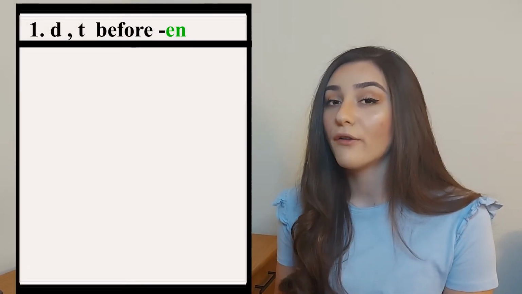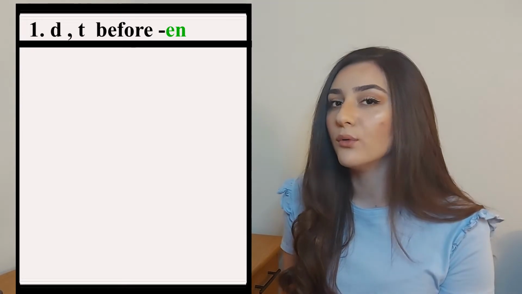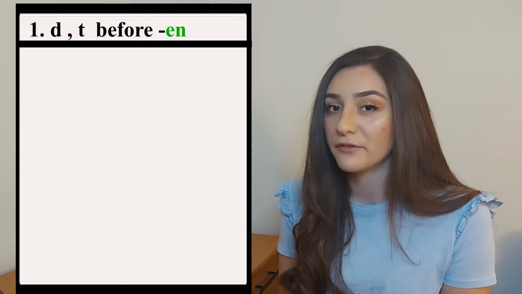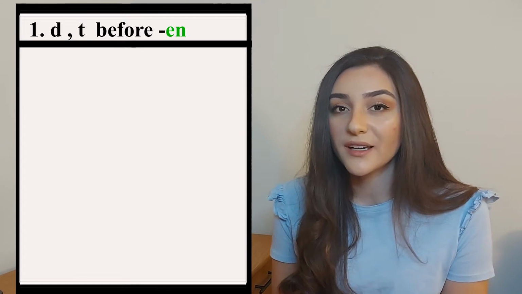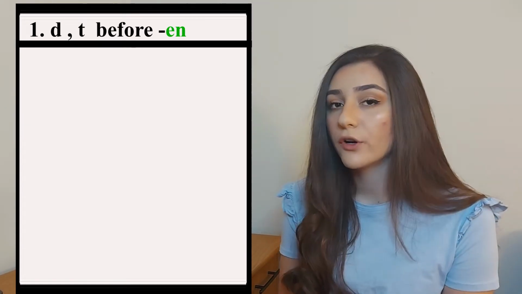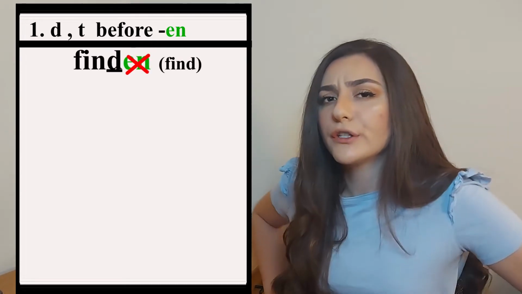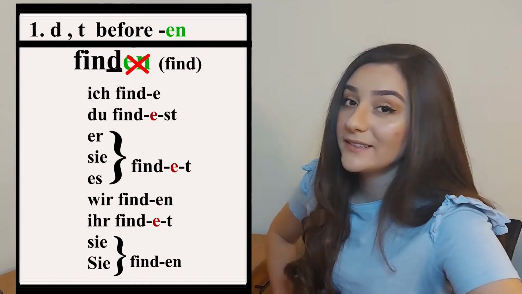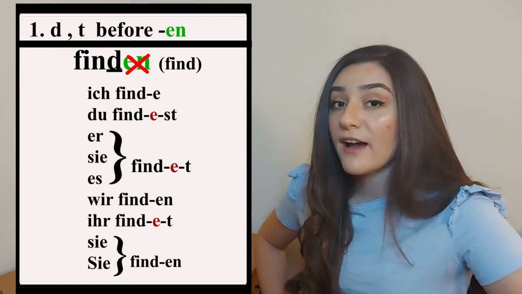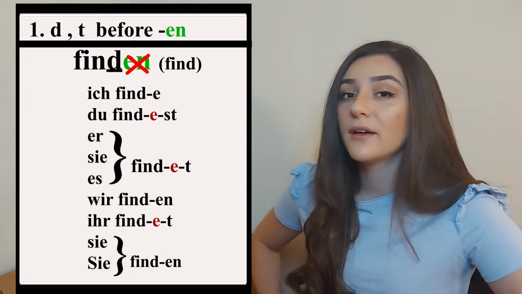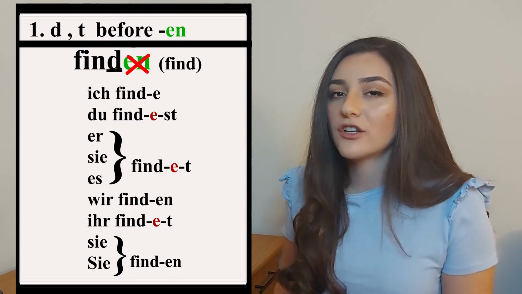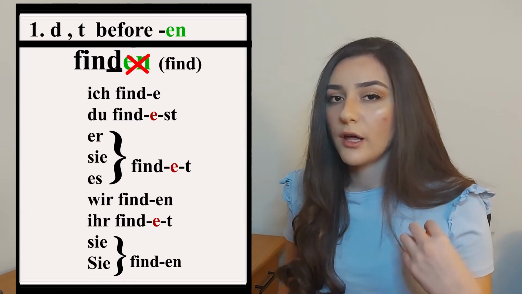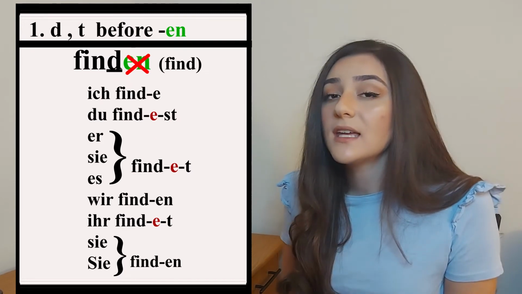However, there are three groups of special verbs in German. The first group consists of the verbs that after we remove the ending en out of the infinitive form, they end with the d or t. For example, finden. How do we conjugate this verb? Ich finde, du findest, er, sie, es findet, wir finden, ihr findet, and sie finden. So we basically add an extra e in the second and third singular and in the second plural.